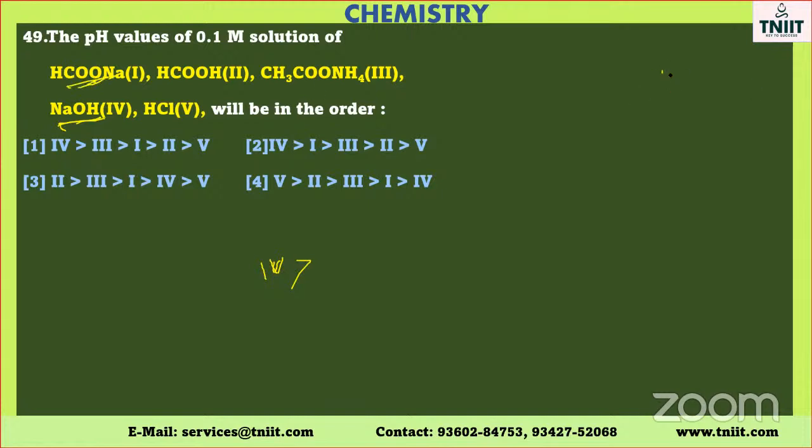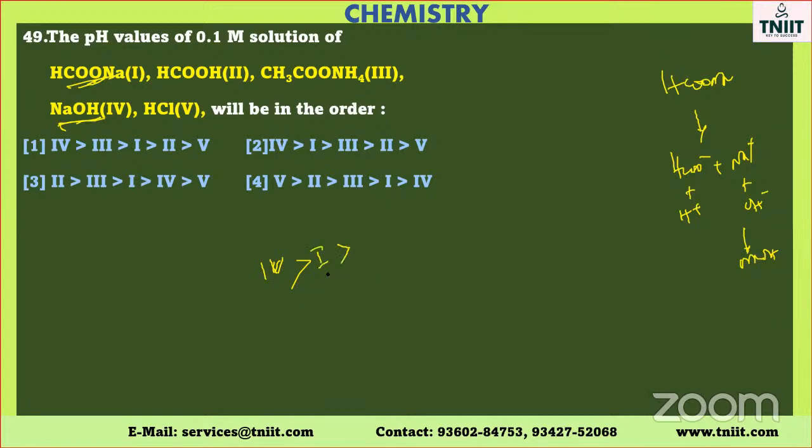Sodium acetate, when it's dissolved in water, you get acetate ion and sodium ion. This acetate ion will react with H+, and the OH minus ion of water will react with Na+. So NaOH is a strong base. Here also the pH will be greater than 7. So next is option 1.